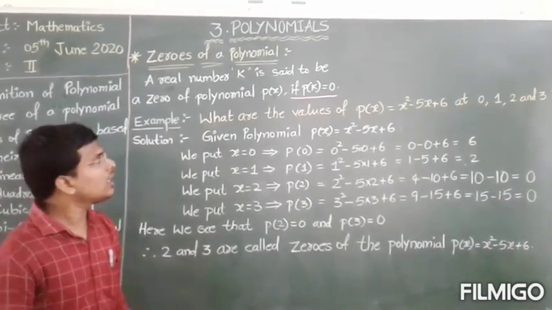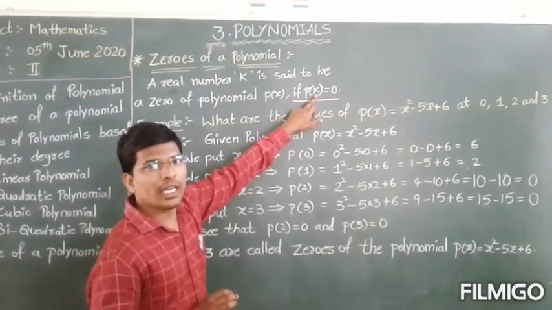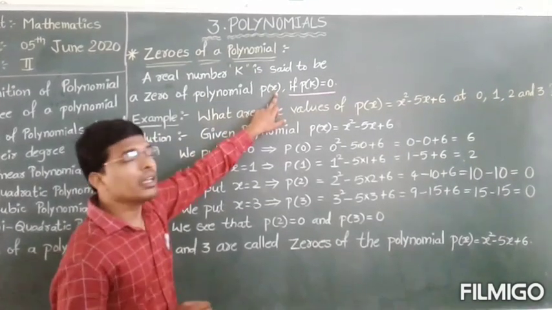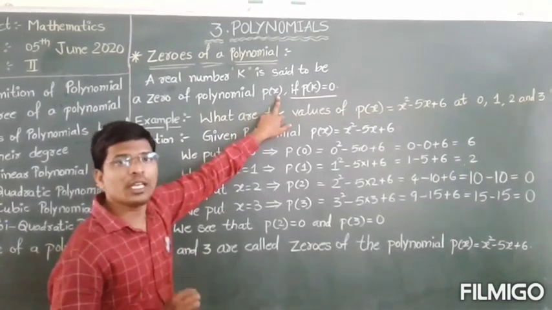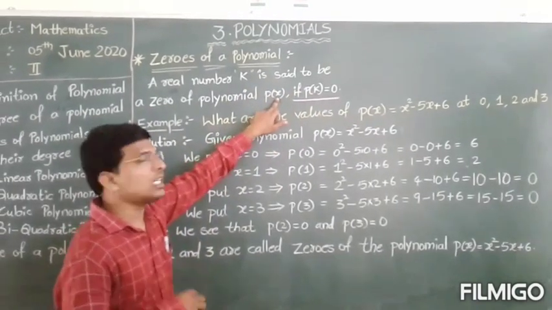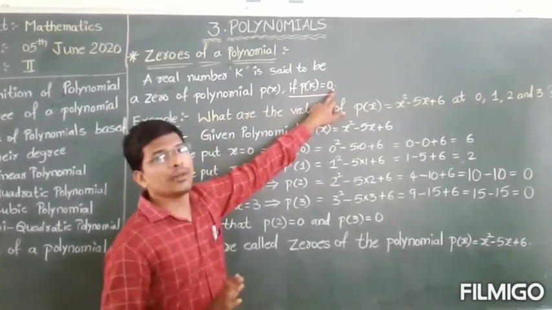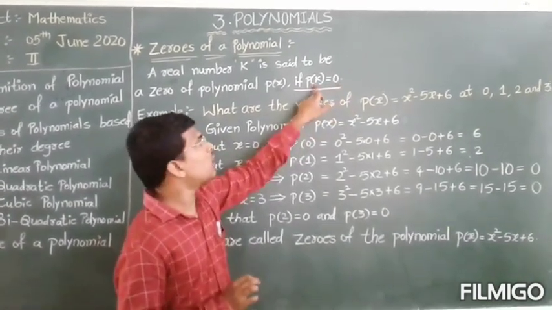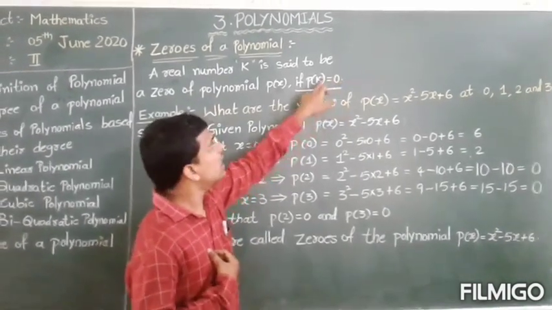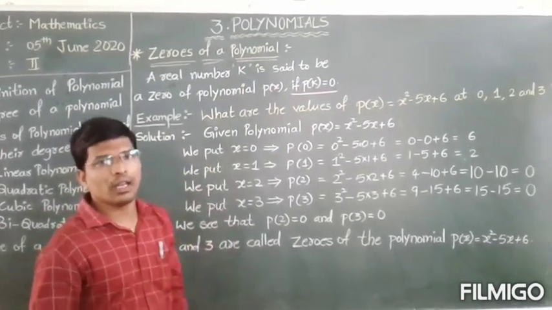Once again I am repeating here. Listen, students. k is any real number. For polynomial P(x), if we substitute the k value in the place of x, and the whole polynomial value is equal to 0, then only can I say that k is a zero of the given polynomial.